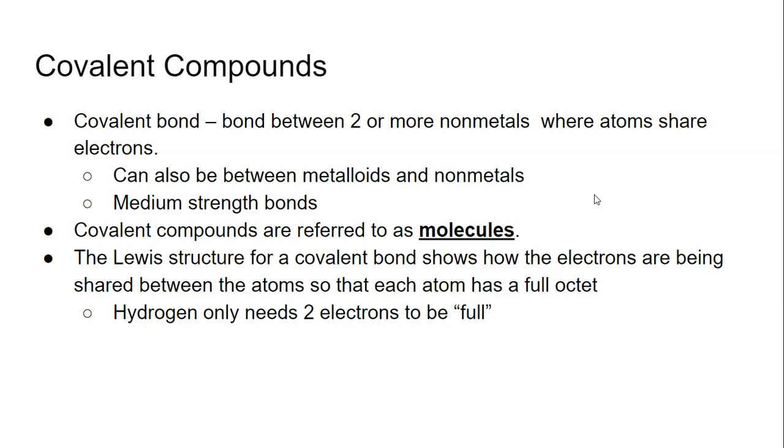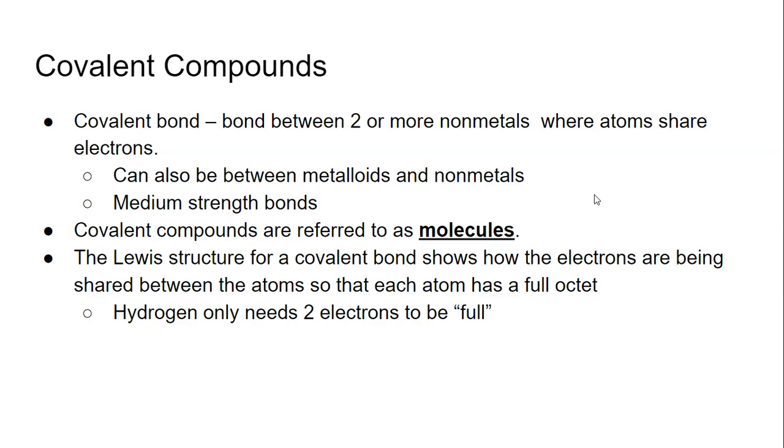So if we consider the electronegativities of the different elements, nonmetals have very similar electronegativities. So they are going to form covalent bonds whenever they are trying to attract to each other. Also, metalloids and nonmetals will form covalent bonds. And so we refer to covalent compounds as molecules.